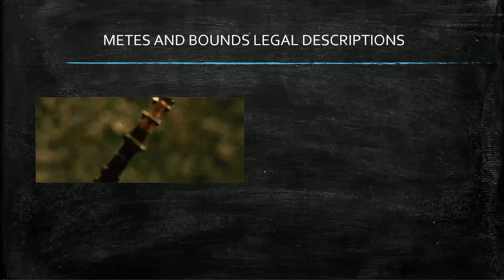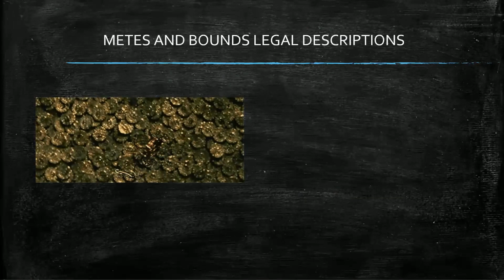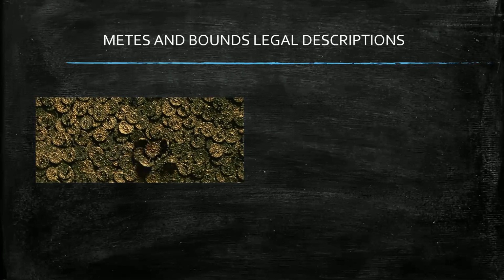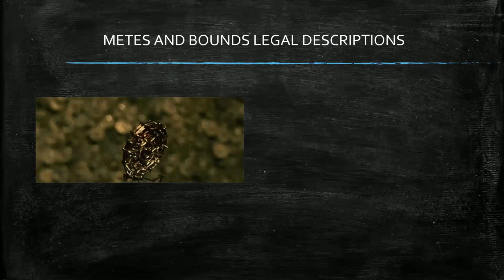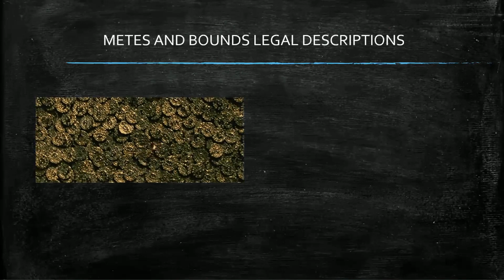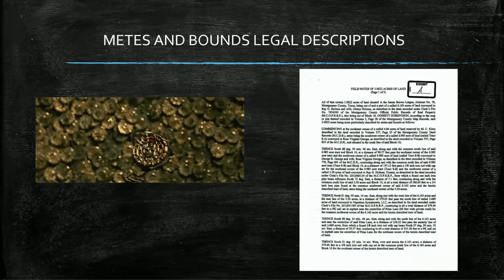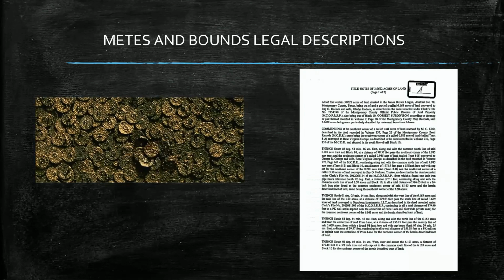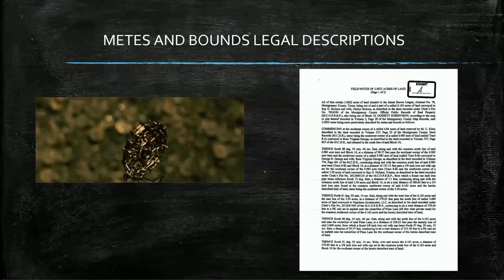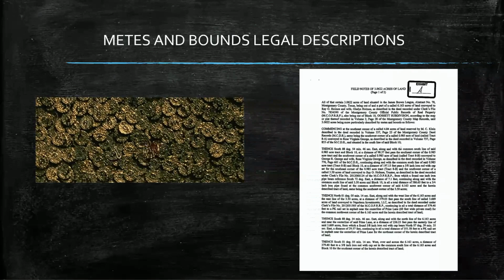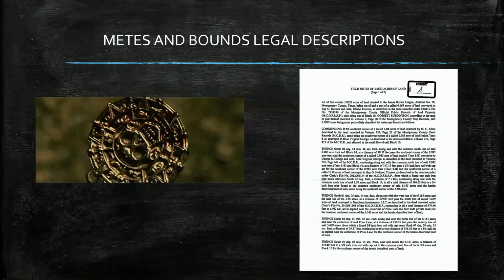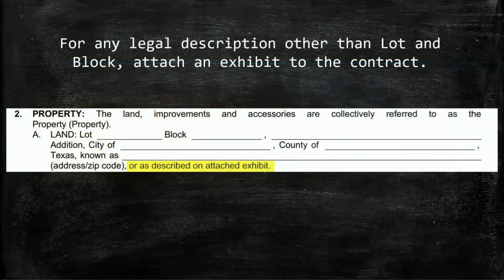I always kind of think of these as treasure maps, like pirate treasure maps. Like, okay, you're going to go 12 paces north to the big X, and then we're going to turn to the west and all that. But nowadays, these can get very long, especially when you're dealing with a large piece of property. They're almost always going to be on their own exhibit, which you are going to have to attach to the contract. And it's okay to do that. The contract tells us so in paragraph 2A, that it's either going to be described as this lot and block or as described on an attached exhibit.